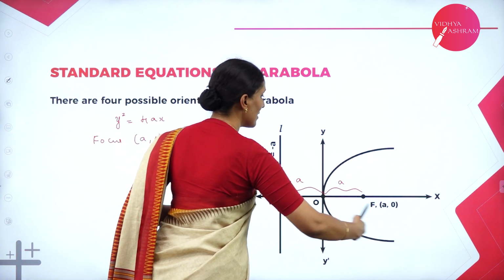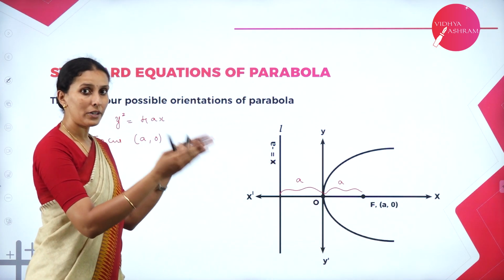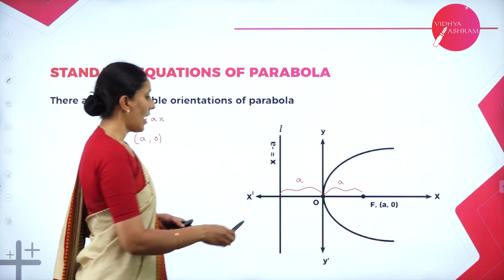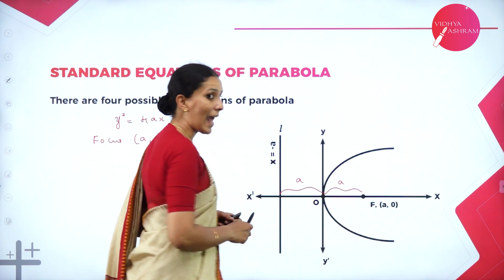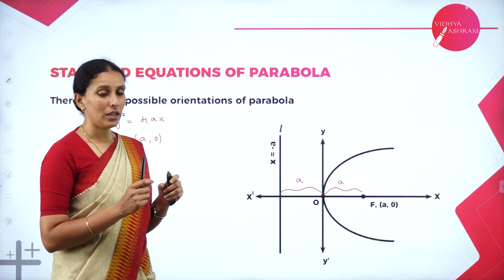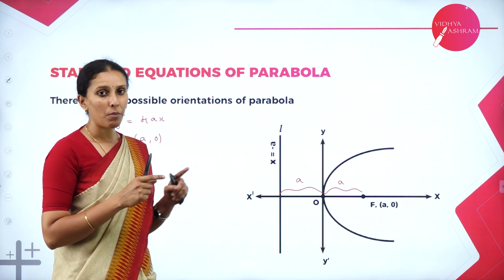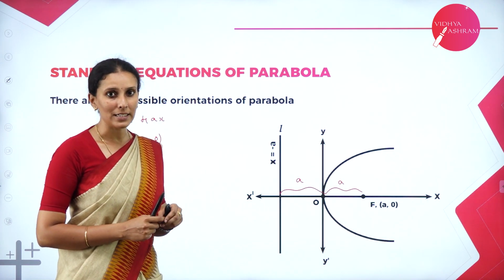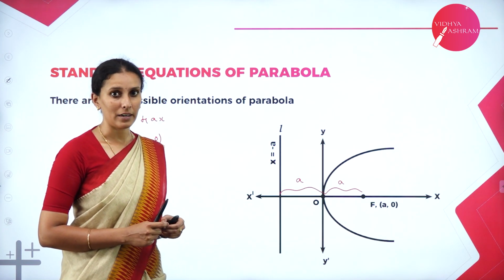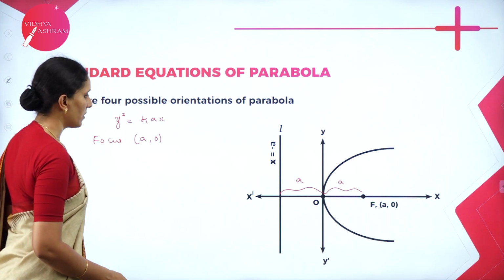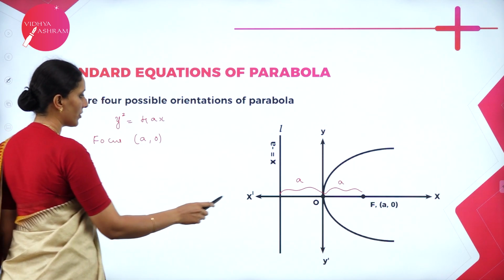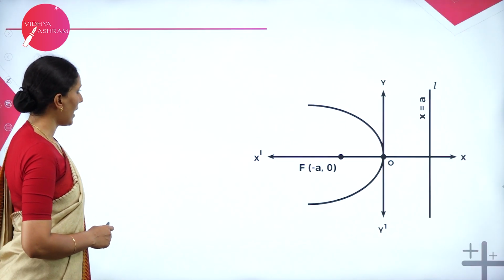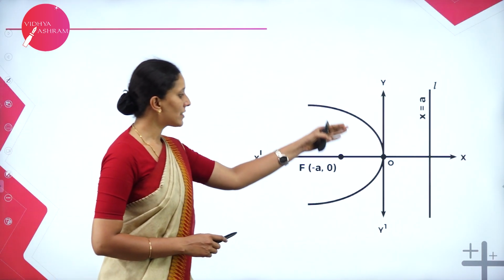This is called right-handed because it opens towards the right side. So this is a right-handed parabola, and the x-axis is called the axis of symmetry. The axis along which the parabola opens is considered the axis of symmetry. So the focus is (a, 0) and the equation of the directrix will be x is equal to minus a. Now the second type opens towards the left side.